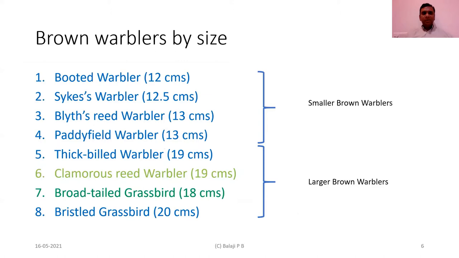If you look at the size of the warblers, the booted, Sykes's, Blyth's reed, and the paddy field warbler are about 12 to 13 centimeters. There is not much of a difference between the first four in terms of size, so we'll call them the smaller brown warblers. The rest four, namely the thick-billed warbler, the clamorous reed warbler, the broad-tailed grassbird, and the bristled grassbird, are fairly large, almost double the size of the smaller brown warblers, so we'll call them the larger brown warblers.